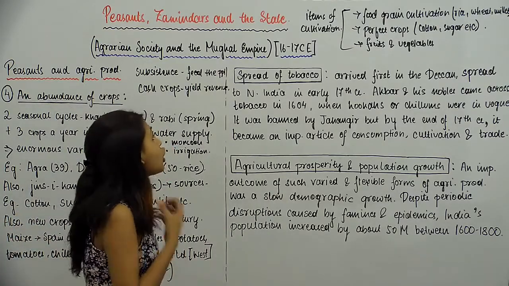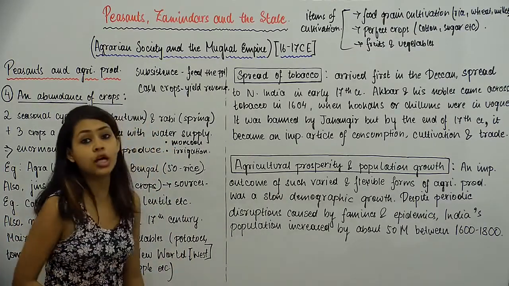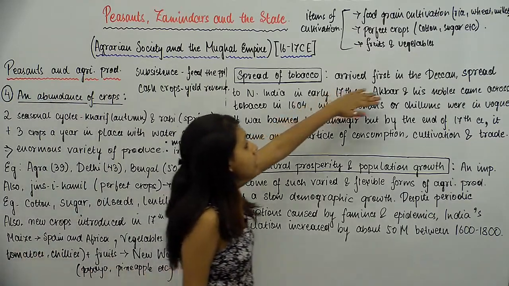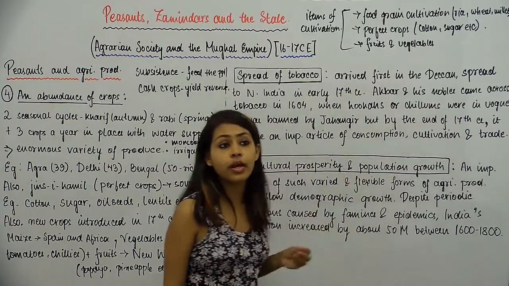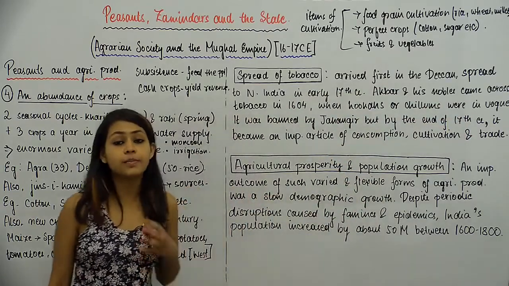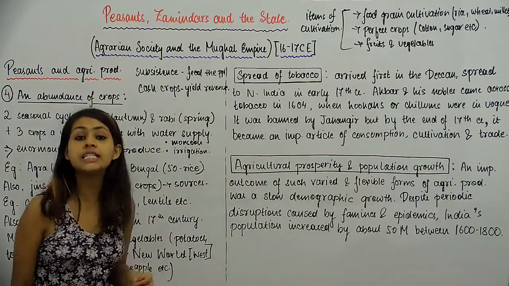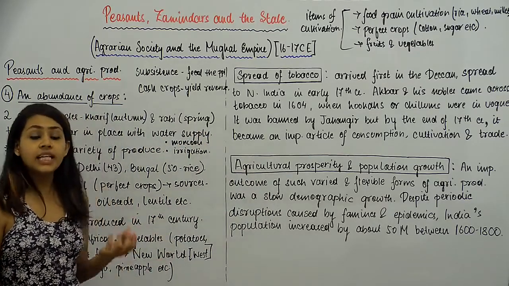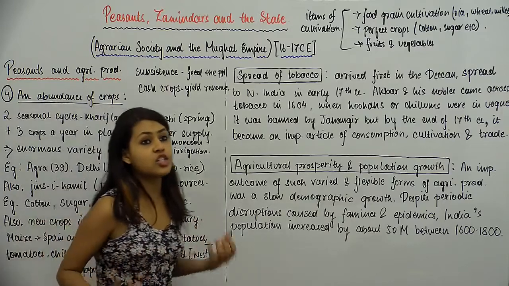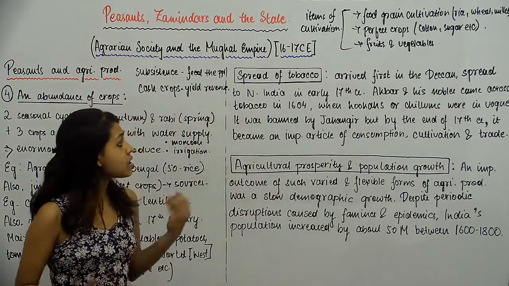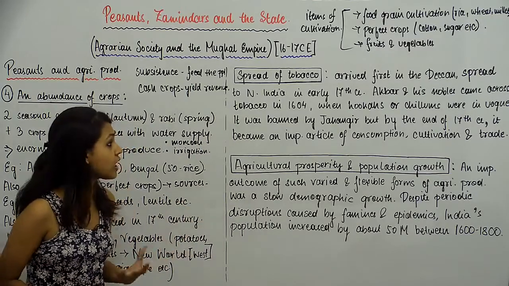तो हम देखते हैं कि tobacco का production जो है हमारे देश में कैसे start हुआ. So it arrived first in the Deccan. तो Deccan Plateau में जो है tobacco cultivation सबसे पहली बार start हुआ, and it spread to North India in the early 17th century. तो धीरे धीरे ये tobacco cultivation का जो trend है ये पूरे Northern India में spread हुआ 17th century के आसपास.